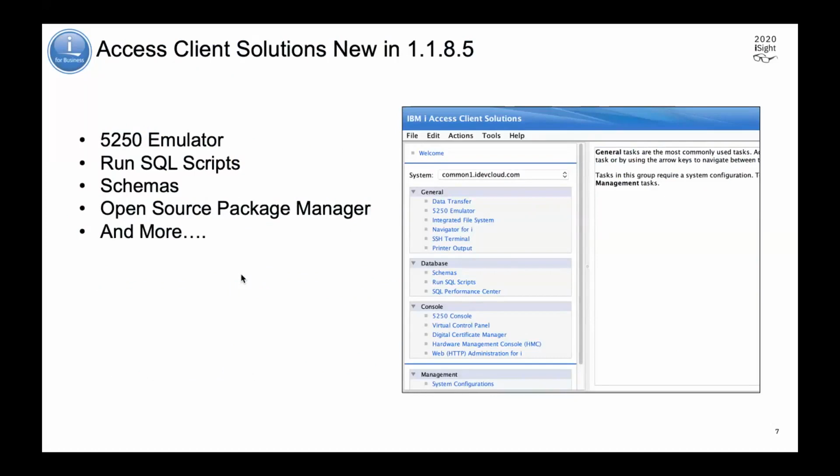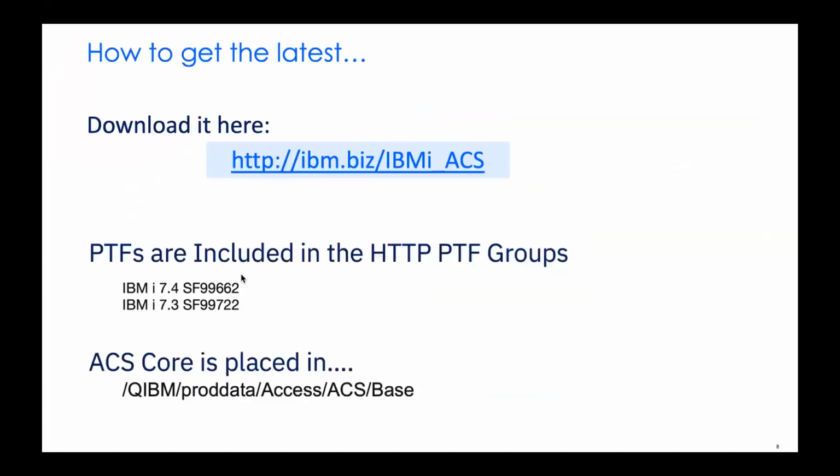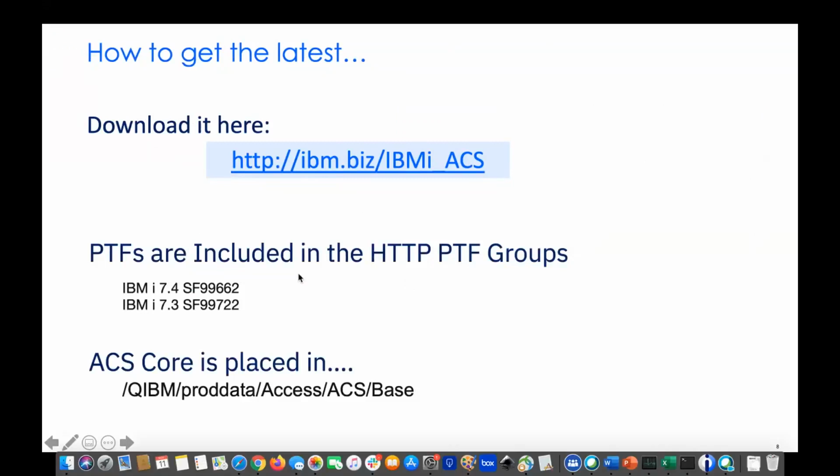all sorts of new features and functions, including the ability to access it either through our download site, which is listed here on the web page, or also being able to access it via a set of PTFs. And this is really interesting. Our HTTP PTF group contains, and these are the group numbers, PTFs that deliver the 1185 version of ACS. And we put that in this directory in IFS.